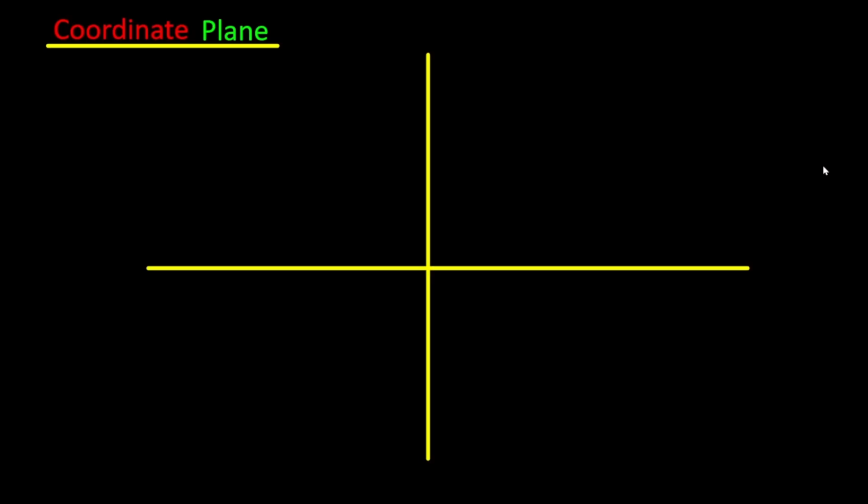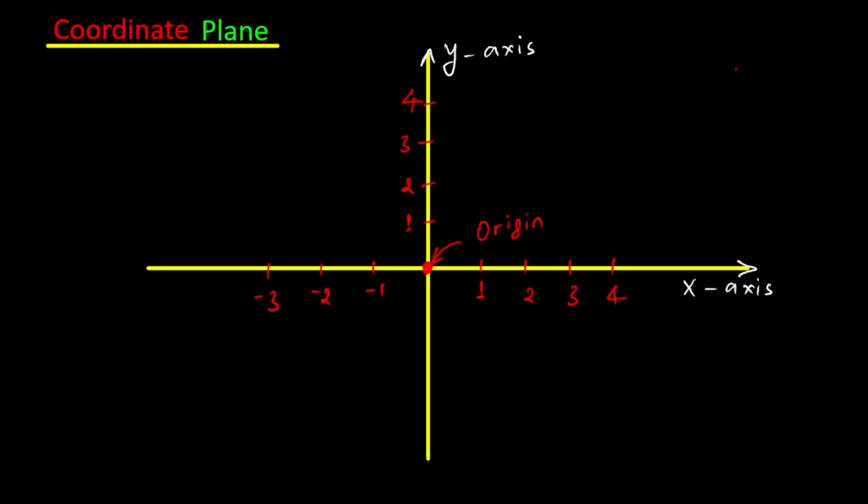To represent coordinates, we draw two number lines that intersect each other at right angles. The horizontal axis is called the x-axis and the vertical axis is called the y-axis. The place where both lines intersect is called the origin. We write positive numbers to the right and up, and negative numbers to the left and bottom.